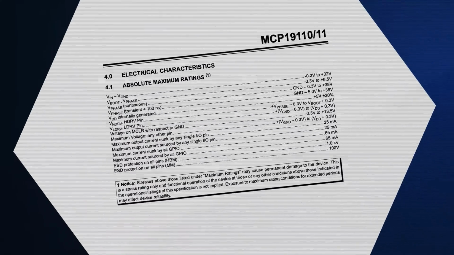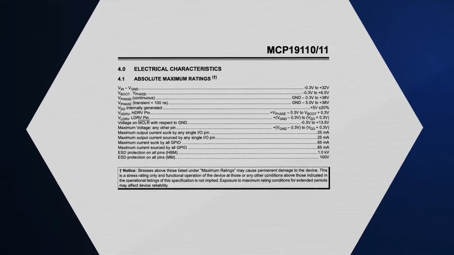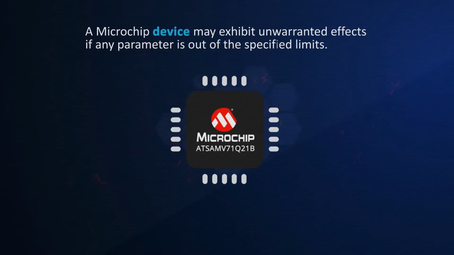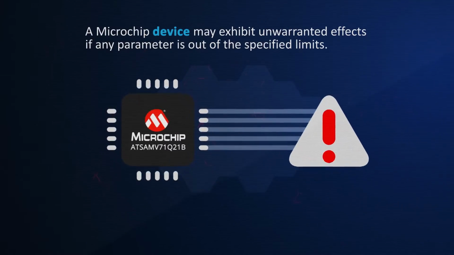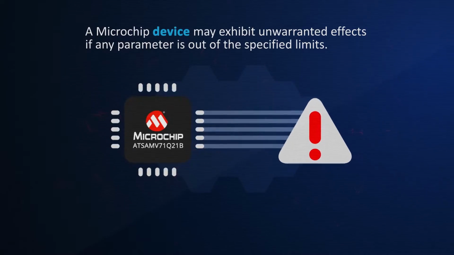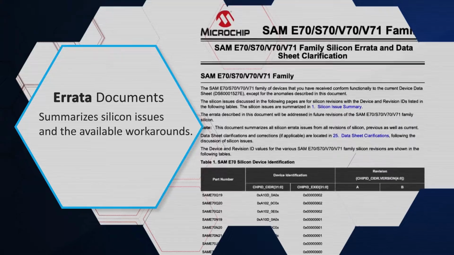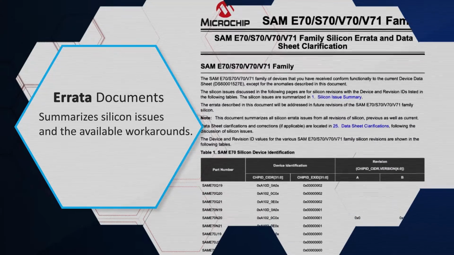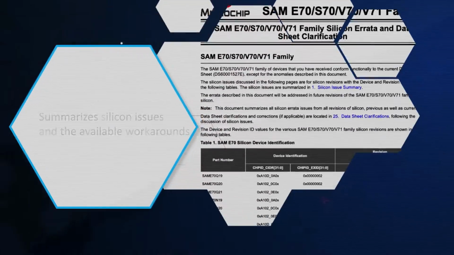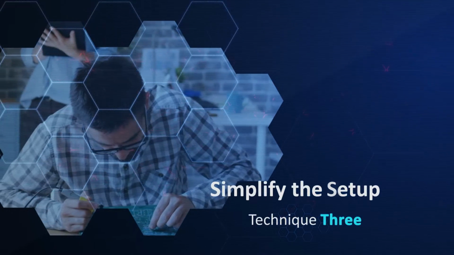Using the datasheet, you can check if the electrical parameters are within specification. A Microchip device may exhibit unwarranted effects if any parameter is out of the specified limits. Be sure to check any related errata documents, which summarize silicon issues and the available workarounds. Third, you can simplify the setup.